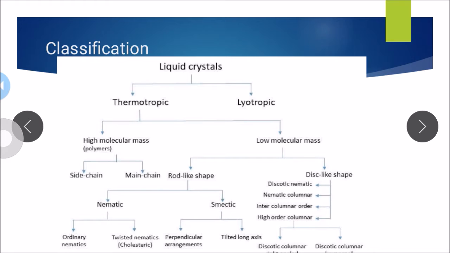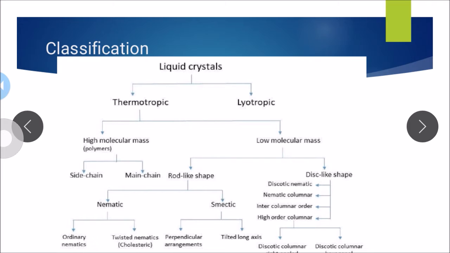And another type of thermotropic liquid crystal is made of materials with low molar mass. Here the high molar mass type can be classified into side chain and main chain, since they are long in size. In the case of low molar mass, we have rod-like shape and disc-like shape. We have these two types of materials. And the rod-like shaped material is classified into nematic and smectic. These are the main two types of liquid crystal.